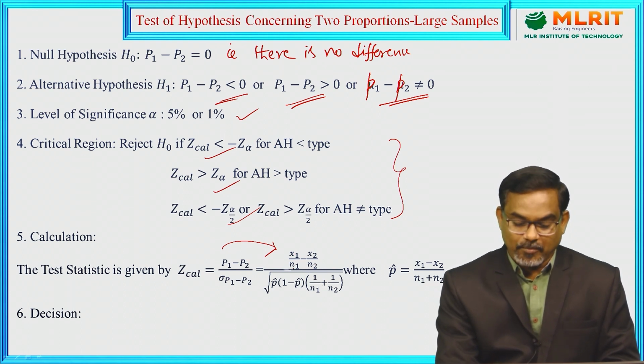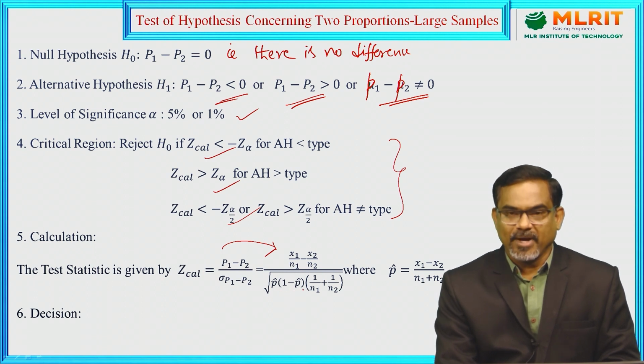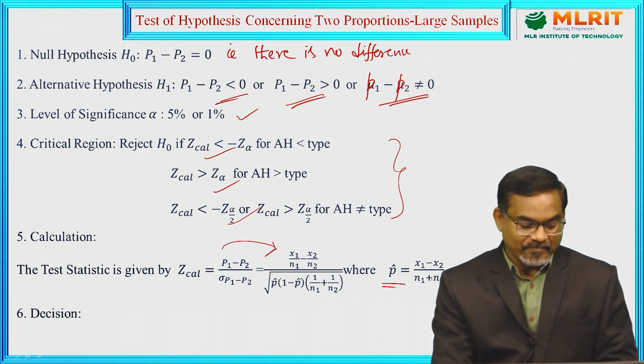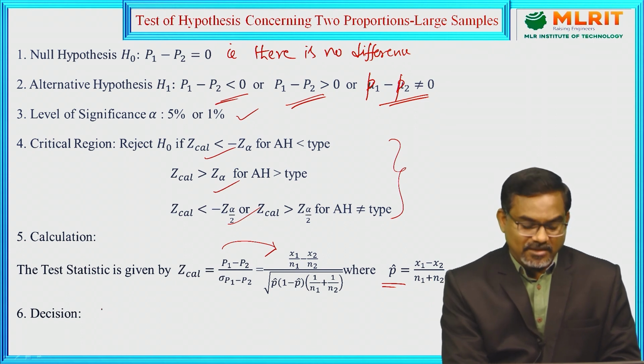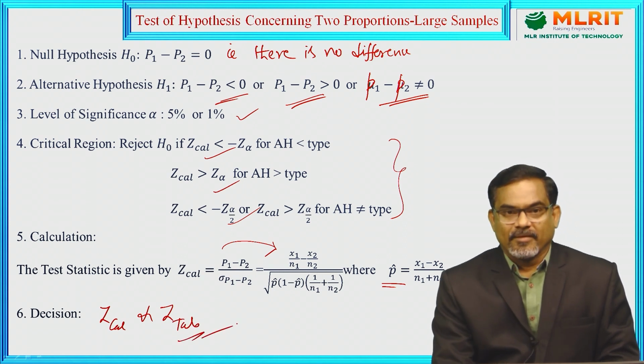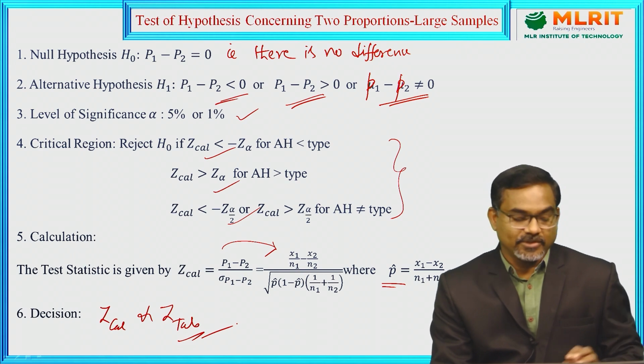That means the difference between the sample proportions divided by the square root of p cap into 1 minus p cap into 1 by n1 plus 1 by n2. This p cap is given by x1 plus x2 by n1 plus n2, and by comparing the calculated value Z calculated and Z tabular value, we can take the decision whether to accept the null hypothesis or to reject the null hypothesis.